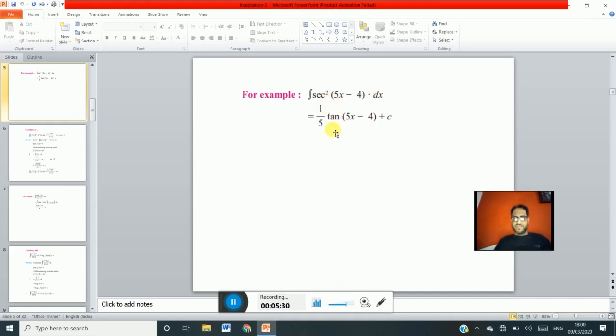So the integration of sec square is tan. So it is 1 upon 5, that is 1 upon a tan(5x minus 4) plus c. This should be the result in that case, right?